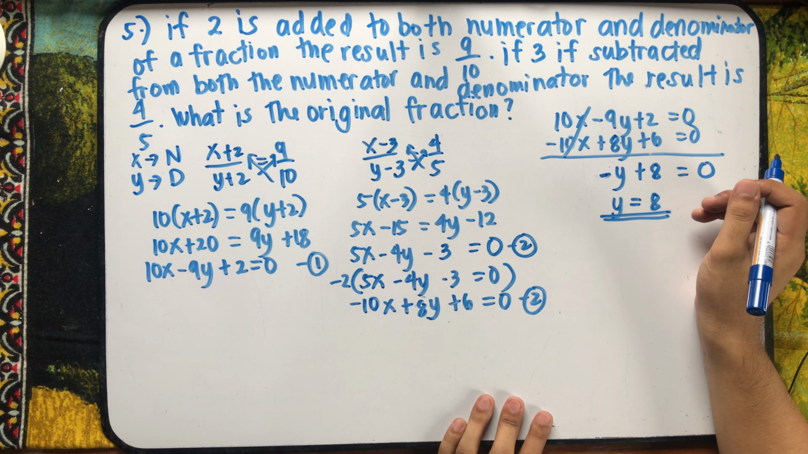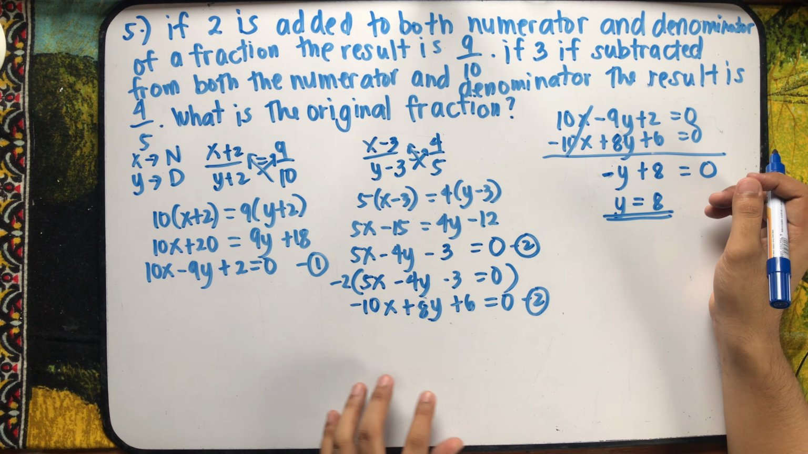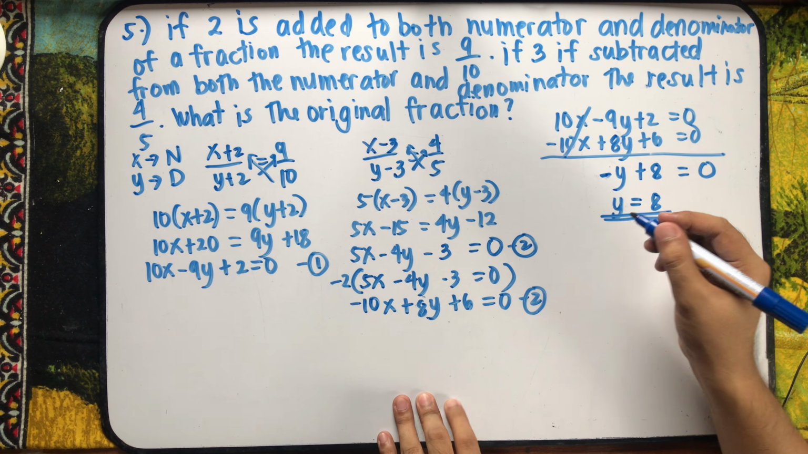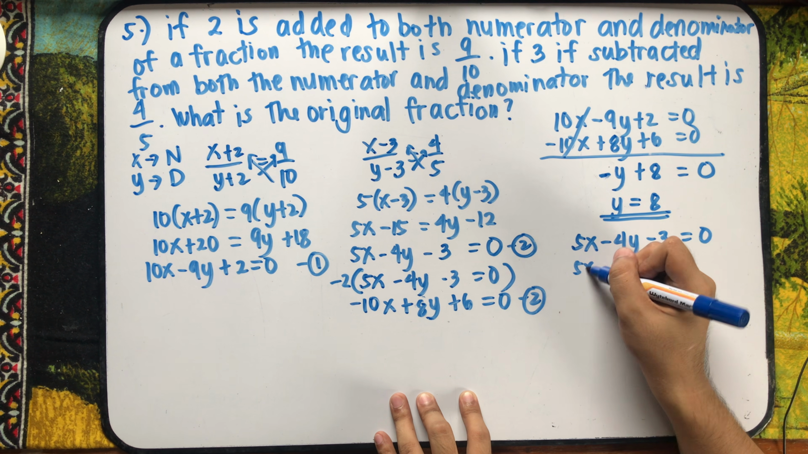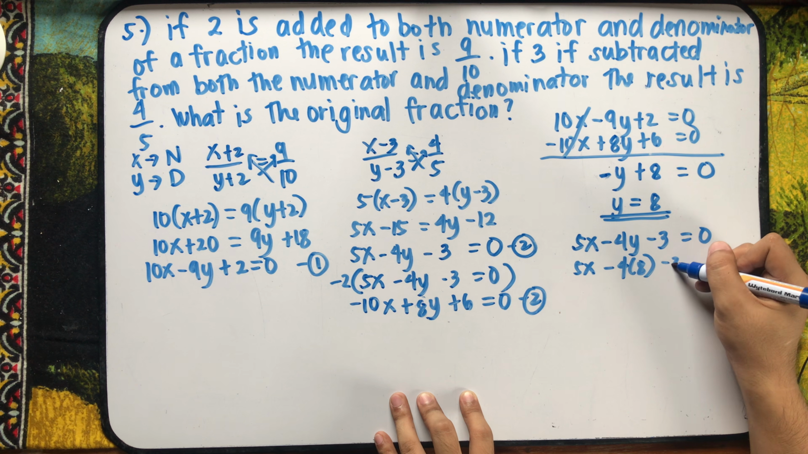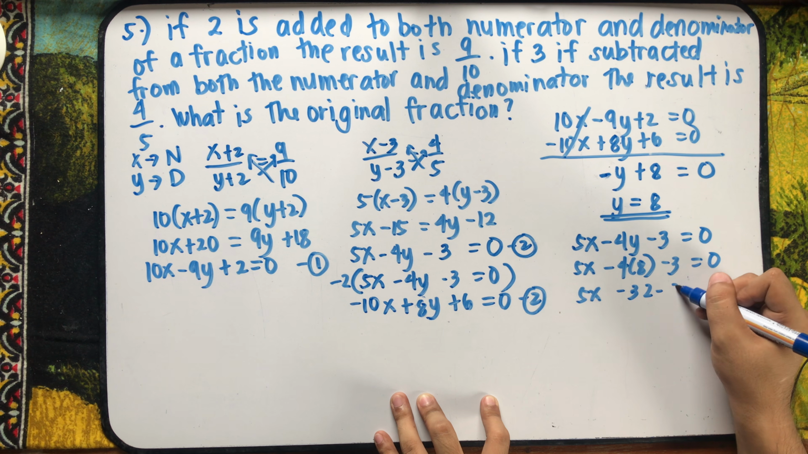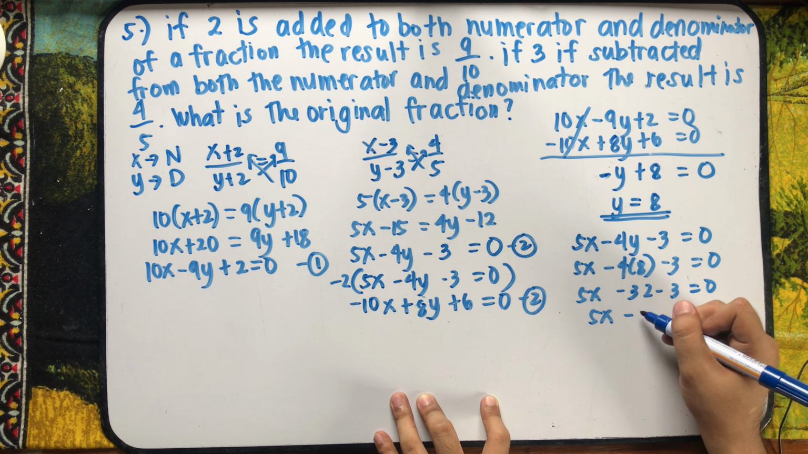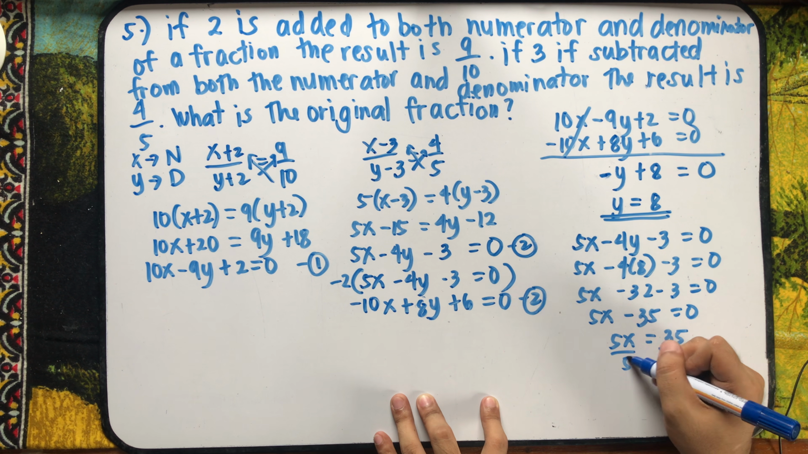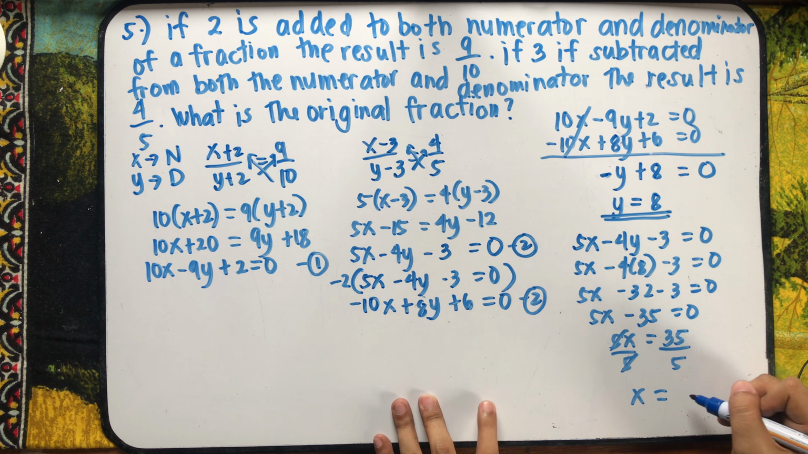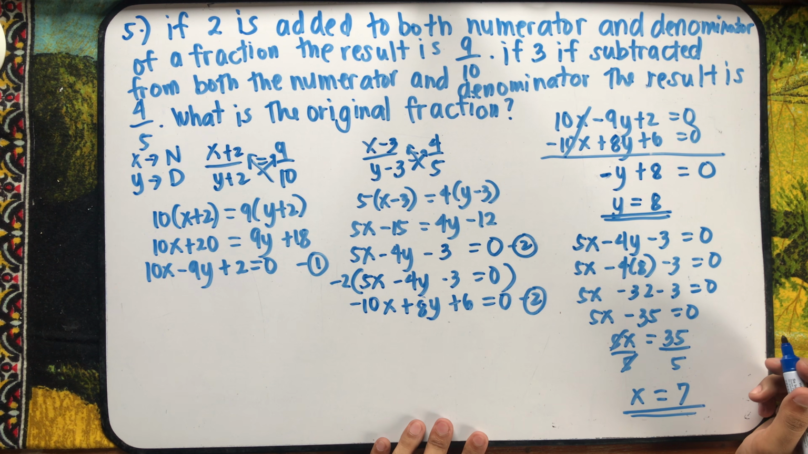If we now have the value of y, all we have to do is to substitute this to any of the equations. Or I will just use the original equation number 2. So, this becomes 5x minus 4y minus 3 is equal to 0. That becomes 5x minus 4 times 8 minus 3 is equal to 0. Therefore, 5x, negative 4 times 8 is negative 32, minus 3 is equal to 0. 5x minus 35 is equal to 0. 5x is equal to positive 35. Divide both sides by 5. Therefore, x is equal to 7.